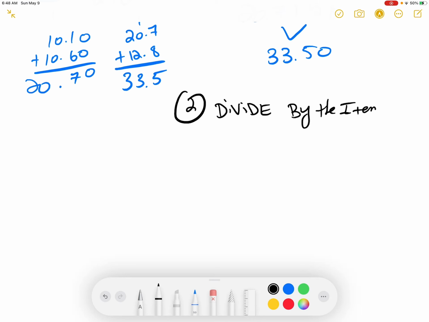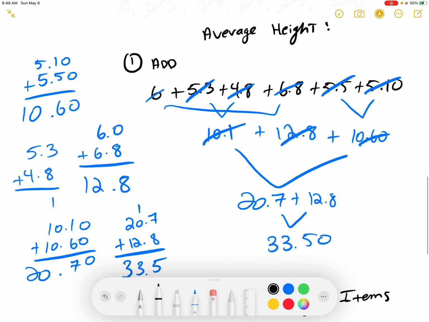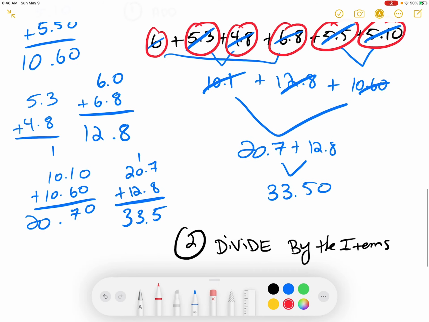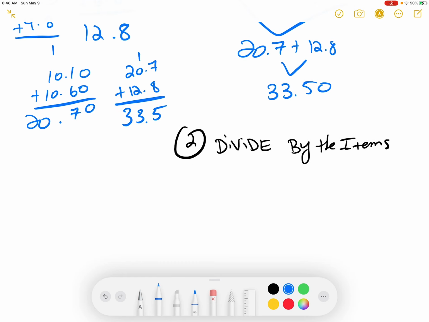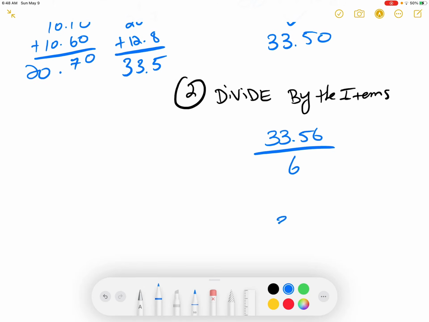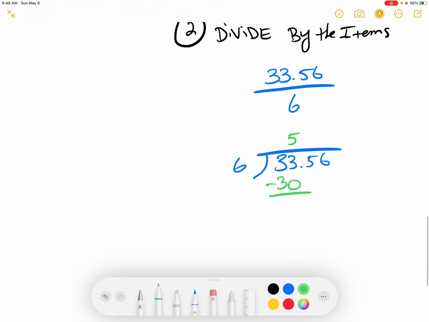How many items or people did we have in this group? So we had 1, 2, 3, 4, 5, 6. We had 6 items in this group, or 6 people in this group. So 33.5 over 6 is the same as 33.56 divided by 6. 6 goes into 33 5 times. 5 times 6 being 30. 33 minus 30 being 3.5.